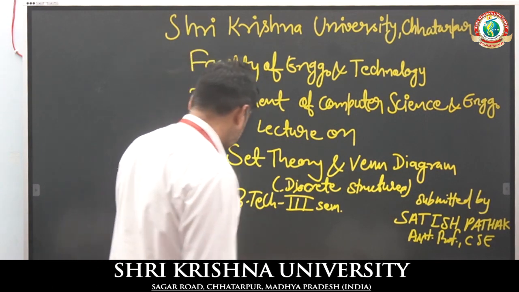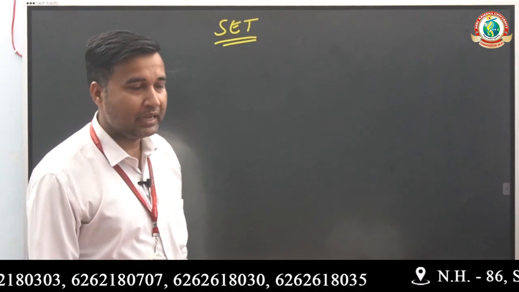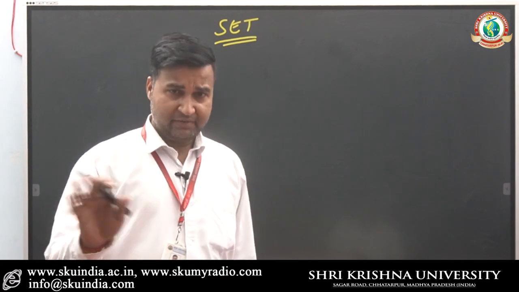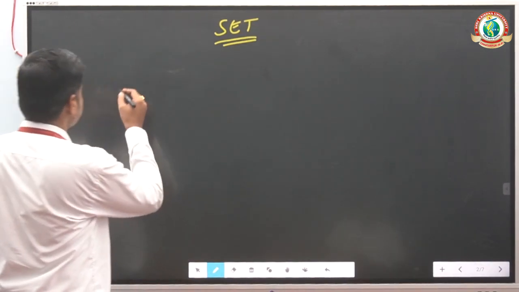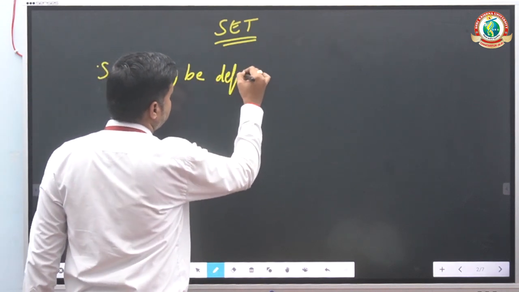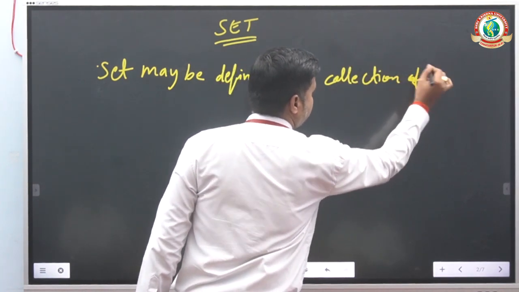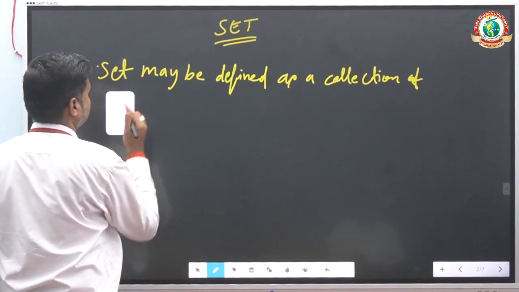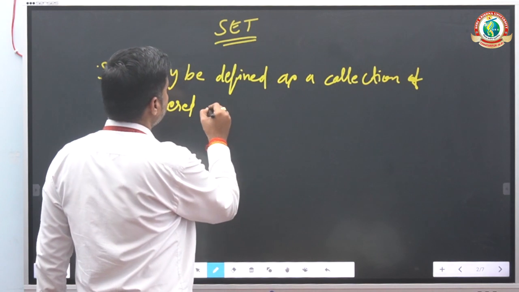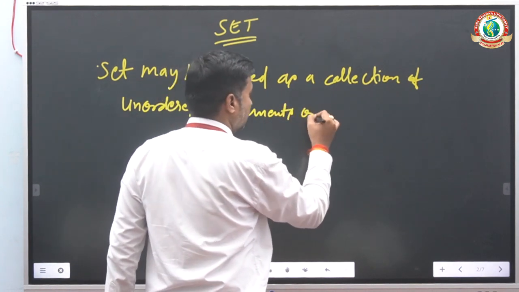So let's see. Set. What is set? A set may be defined as a collection of unordered elements or objects. Whether the objects or elements are repeated or not, it may not affect the set.